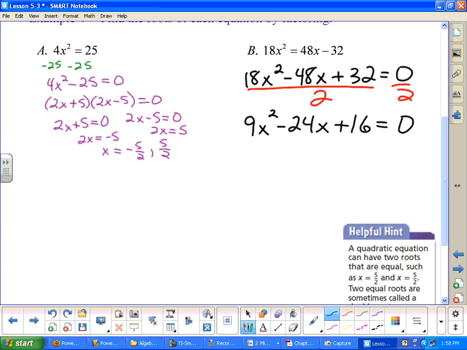But how else did we learn to factor this? How else did we show you how to factor these? Remember? Slide and divide. So let's take a look at slide and divide. For slide and divide, the first thing we do is multiply a times c. So what's a in this case? 9. And c is 16. So what's 9 times 16?